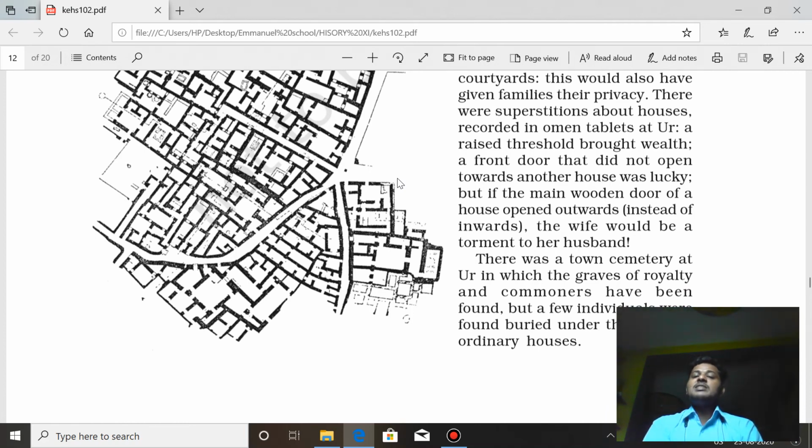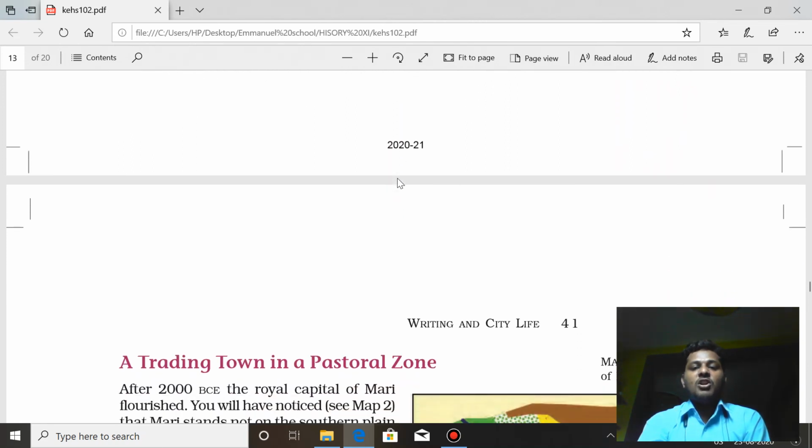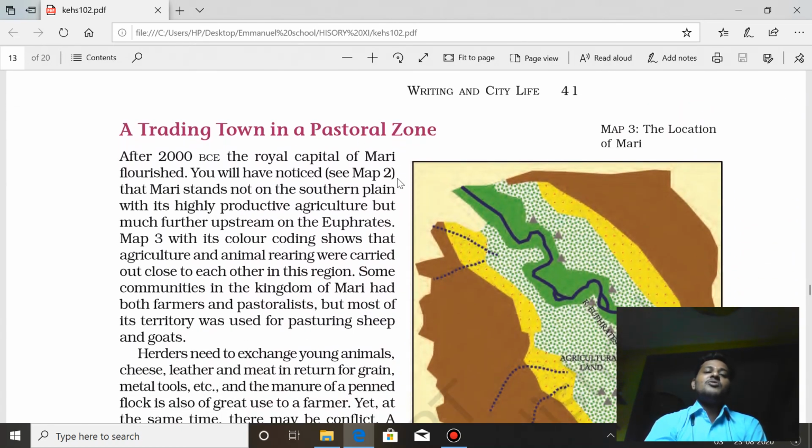Then there was a common cemetery for all commoners as well as royalty, and some individuals were buried under the floors of their ordinary houses only. That's all about this. Then we went on to discuss a trading town in a pastoral zone. The trading town is Mari.